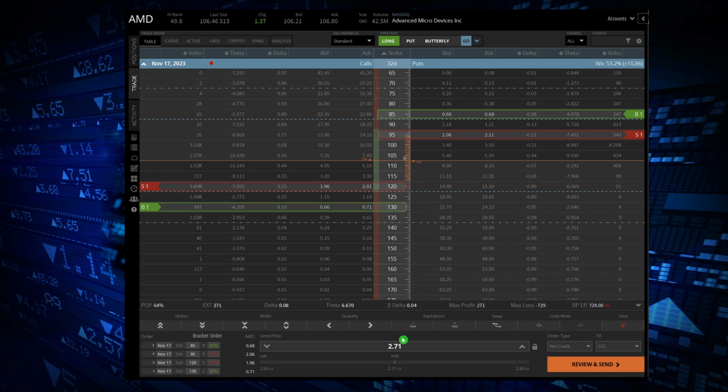We can sell this whole package for $2.71. This is a positive theta trade of $6.67, meaning if the price stays the same, this trade will gain around $5 a day as time goes by.